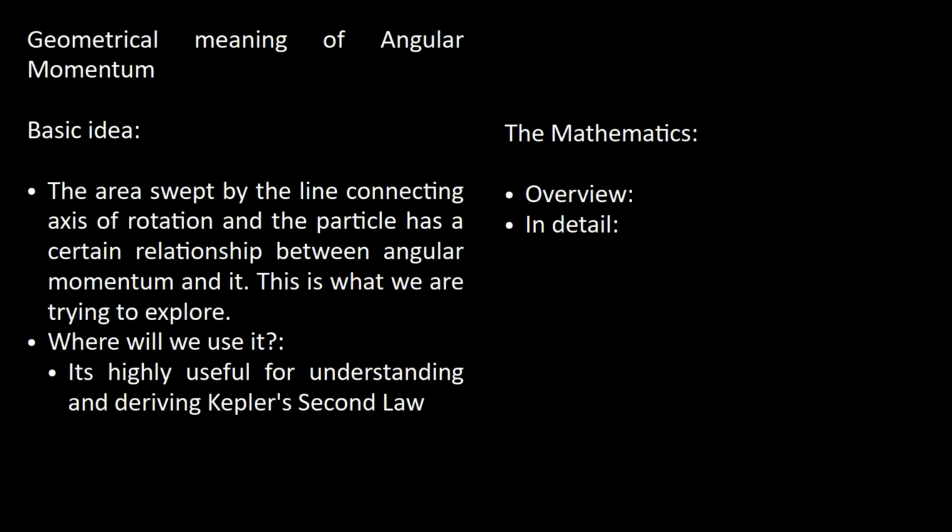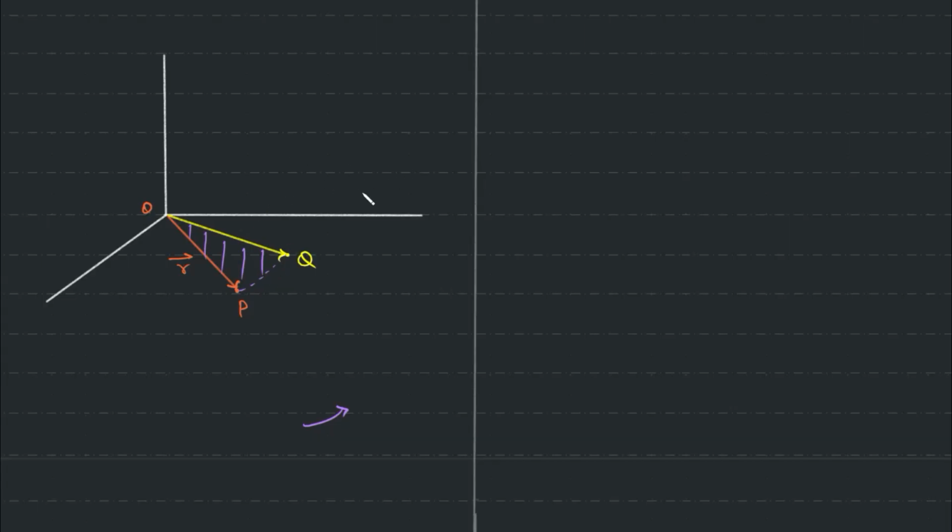So this area, and your angular momentum, where is it? The area set by the line connecting the axis of rotation and the particle has a certain relationship with angular momentum itself. I mistyped this. It's supposed to be itself, as an area. And this is what we are trying to explore. And I just told the uses: the use of this idea, we will be seeing in Kepler's second law. Okay, so that's that.